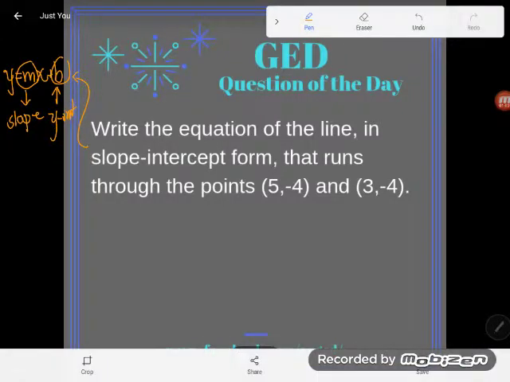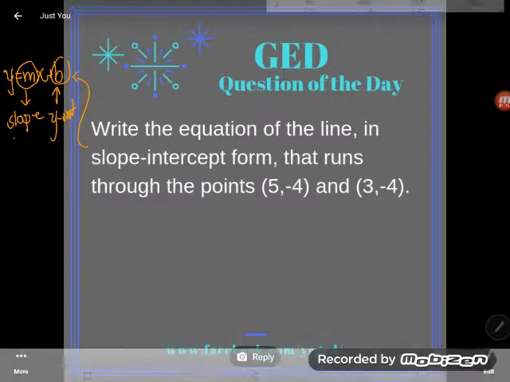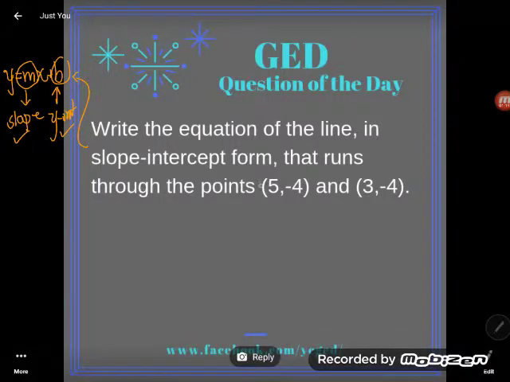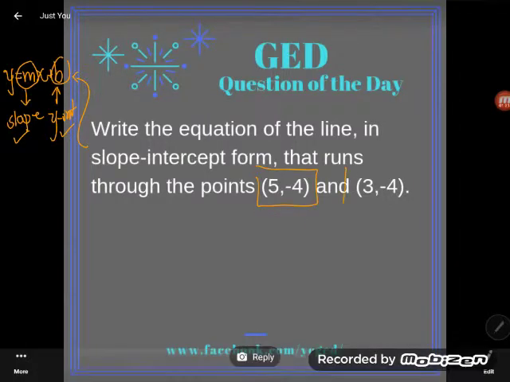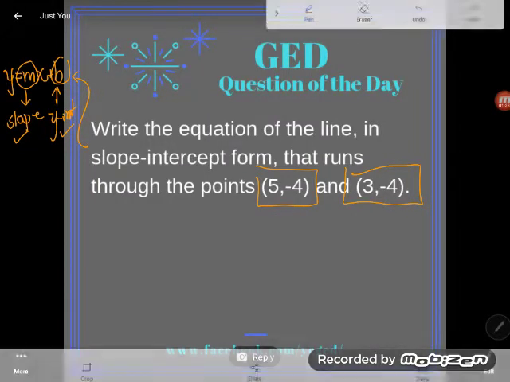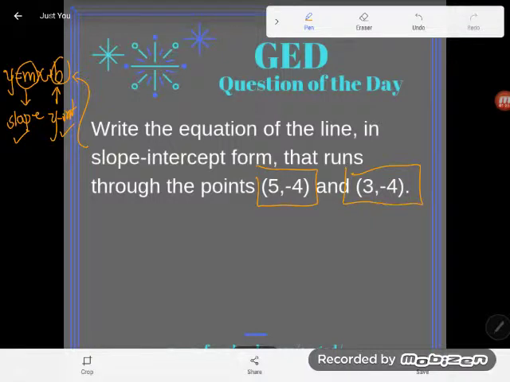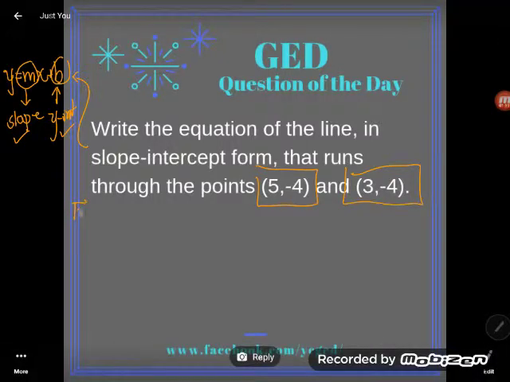Then it says write the equation of the line in slope-intercept form that runs through the points (5, -4) and (3, -4). So we're in a little bit of trouble in that they didn't give us what we need. Instead of the slope and the y-intercept, they gave us a couple of points. You might throw up your hands in despair, but what you should always do is use what you've been given to find what we need. The first thing we need is slope. We've got to find the slope of our line.